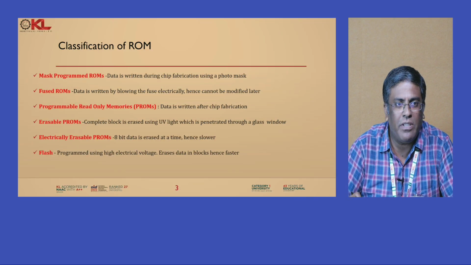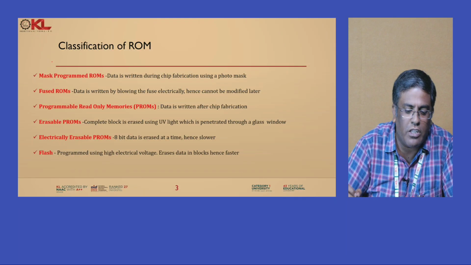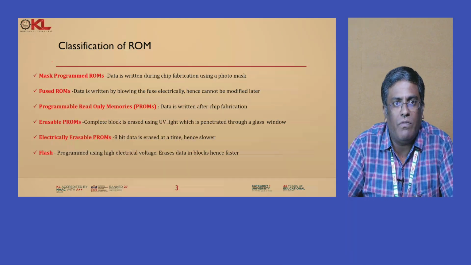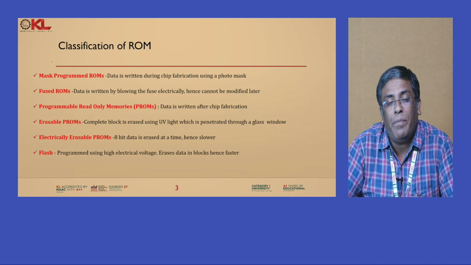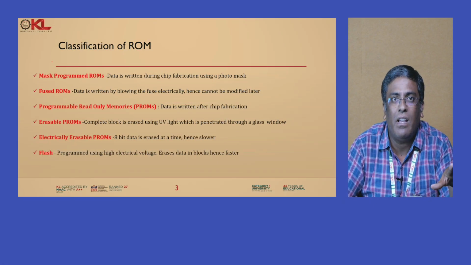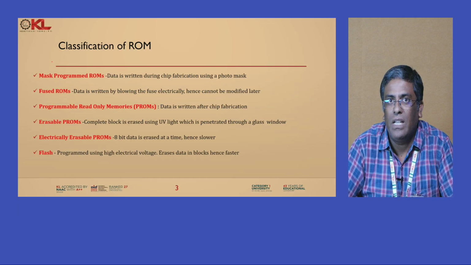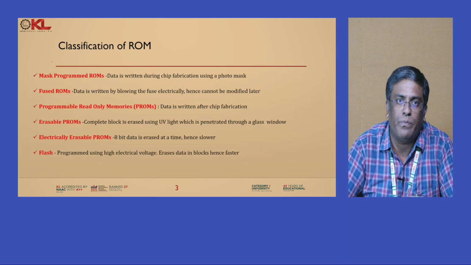Here we can see a set of classifications where the first category is the masked ROM technique, where the data is written during the chip fabrication, right? So at the time of fabrication of the IC itself, the data gets stored on your ROM and it is not possible to be changed by the end user. And the second category is fused ROMs.